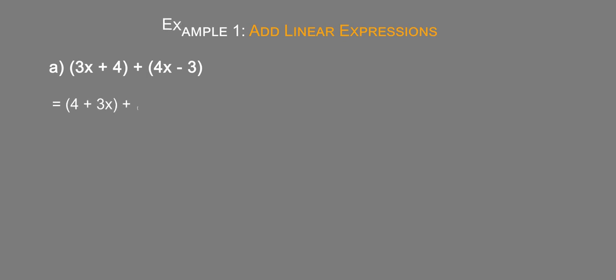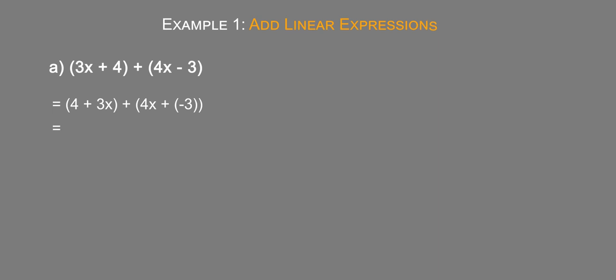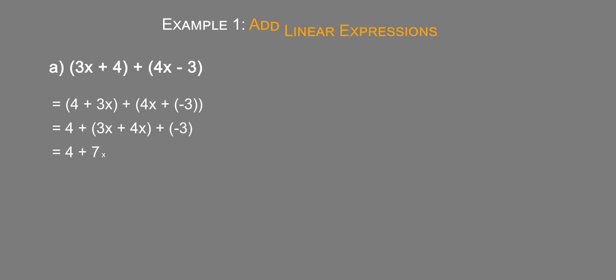plus 4x. And I'm going to change this to the additive inverse, negative 3. And I can move these parentheses so that I have 4 plus 3x plus 4x plus negative 3. That equals 4 plus 7x plus negative 3. And I used the associative property there when I moved the parentheses. Since it's all addition, we can move the parentheses wherever we want.